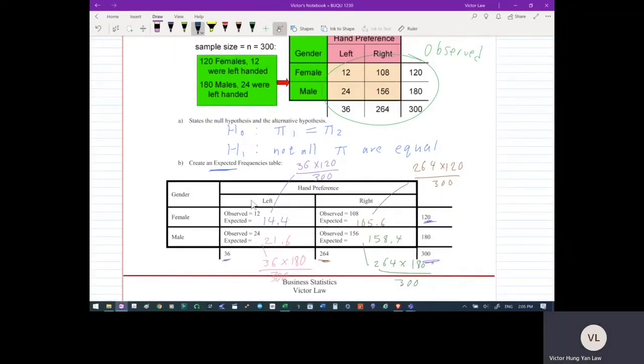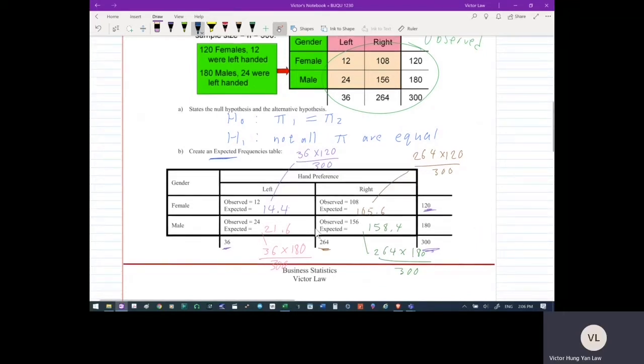Same for male left hand. To calculate the expected frequency, we take the column total, 36, times the row total, 180. So 36 times 180 divided by 300 gives you 21.6. And the last one is male right hand. The column total is 264 times 180, which is your row total, and then divided by 300, your sample total. That gives you 158.4. So that's how we solve for the expected frequency algebraically.